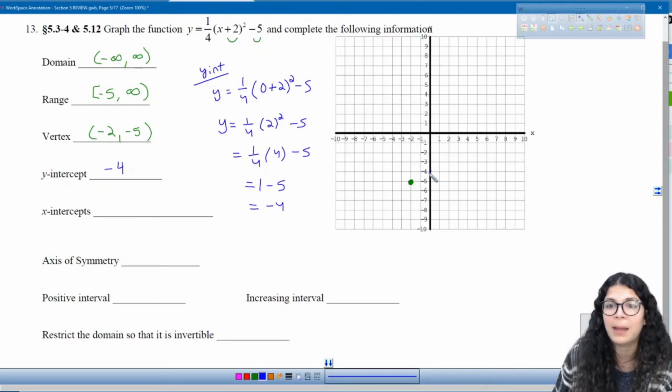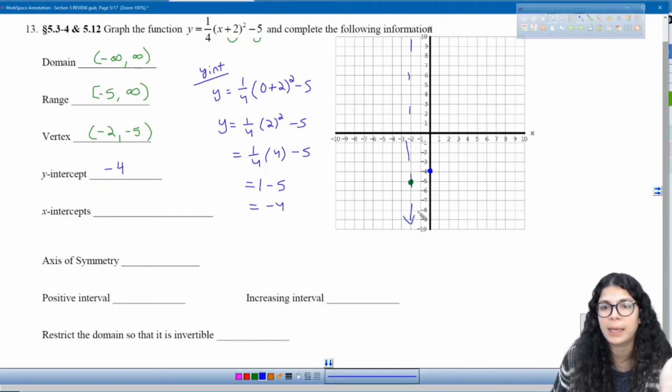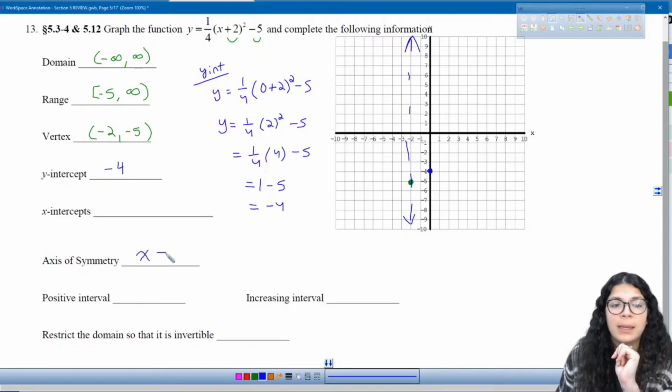Let's go ahead and plot that. And then reflect that over the axis of symmetry, which let's go ahead and just graph that axis of symmetry. Boom, right there. The axis of symmetry is a vertical line, x equals the x of the vertex, -2. And then reflect that y-intercept so that I can get another point over here. Then I need to find the x-intercepts, okay?